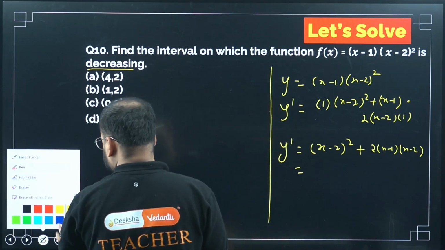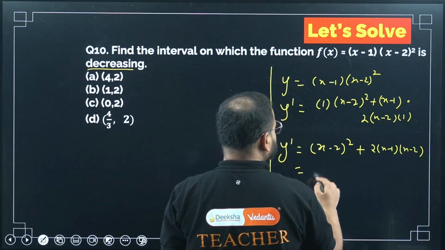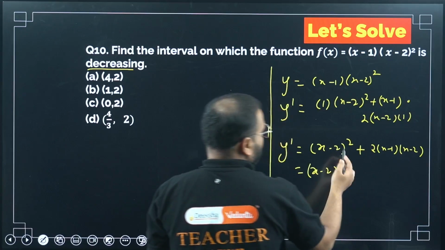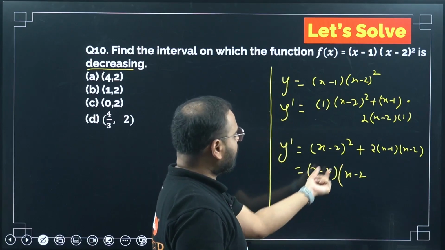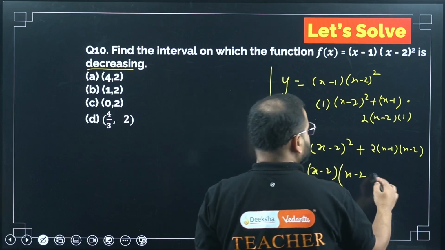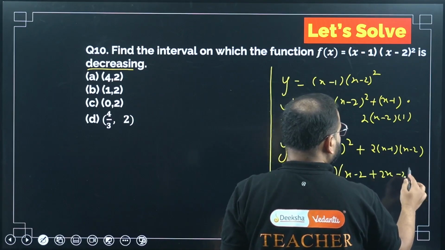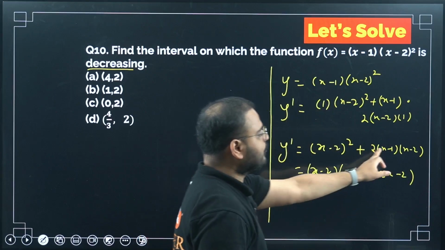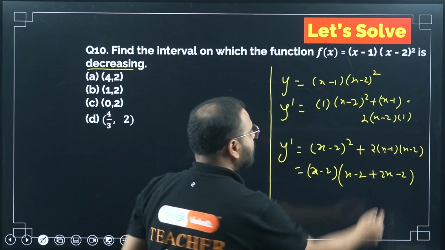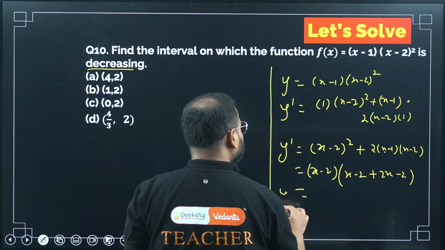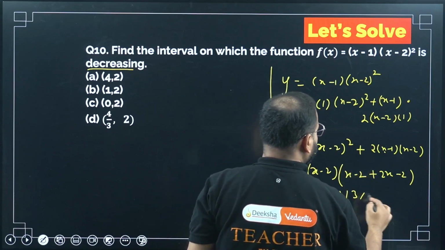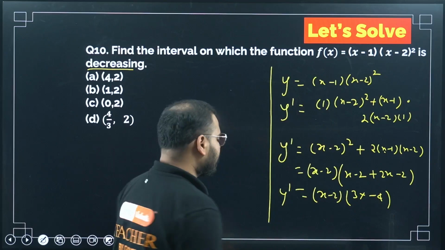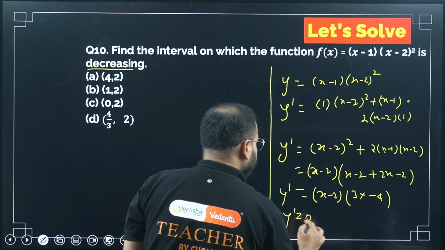Please check here. I'm going to get x minus 2 as it is. What's left here? x minus 2, correct? I've taken x minus 2 common, so one of the x minus 2 is left here, and plus 2x minus 2. I'm expanding 2 with x, 2x, and 2 with minus 1, minus 2. So my y dash is going to be (x minus 2)(3x minus 4), right? Find the critical point, put y dash equals 0.